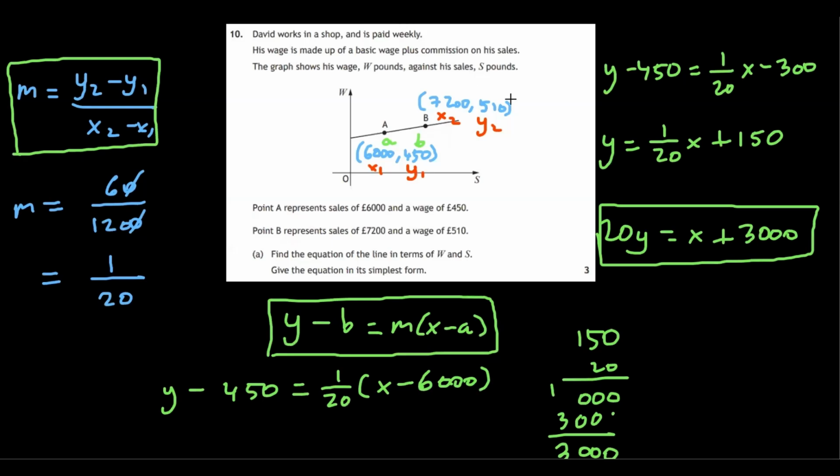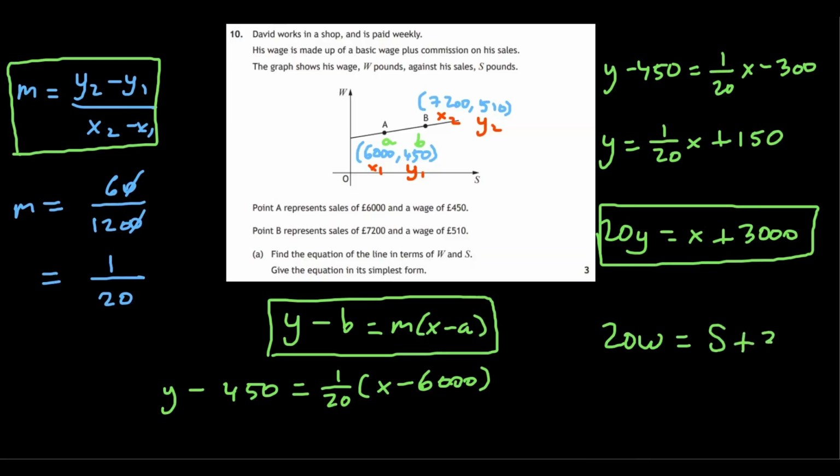Okay, part B, calculate David's wage in a week when his sales are 1,000. Okay, so I've just realized something about the equation. We need to write it in terms of W and S. So let's just go ahead and do that. The y represents W, so 20W equals S plus 3,000.